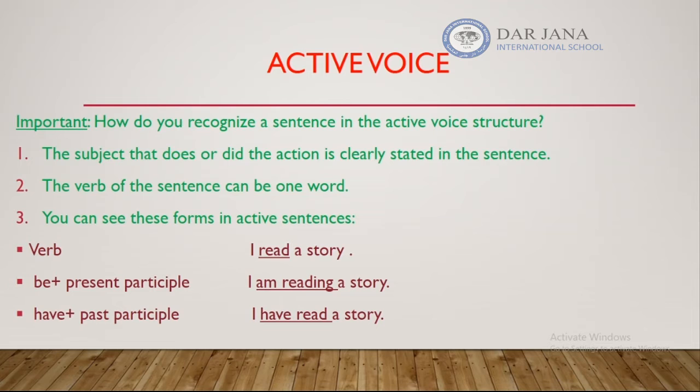I read a story. The verb of the sentence is read. It is one word and I know the subject. This sentence is active. I am reading a story. I have verb to be, am, followed by the present participle. Also I know the subject, so the sentence is active. I have read a story. I have the helping verb have, followed by the past participle. Also I know the subject. The sentence is in the active voice structure.